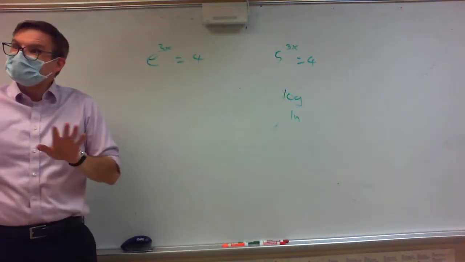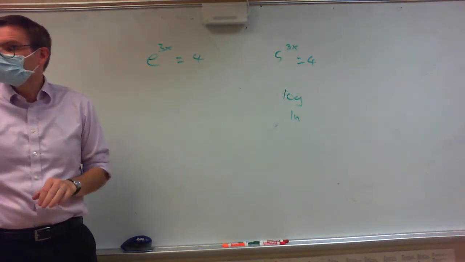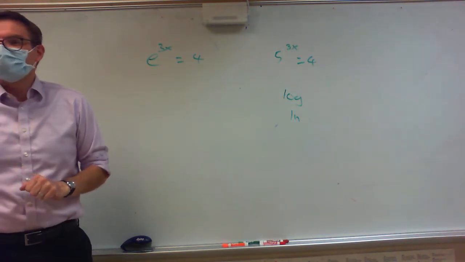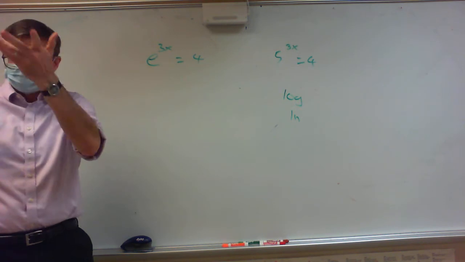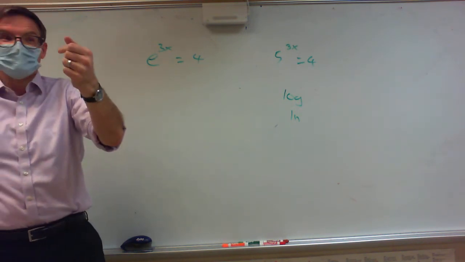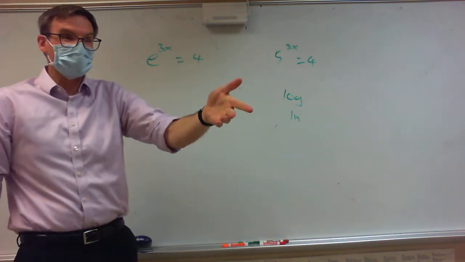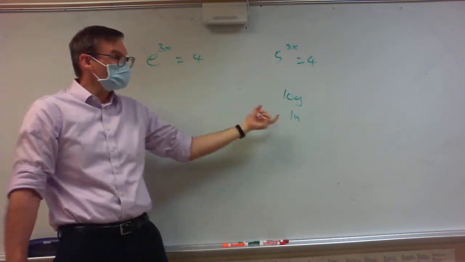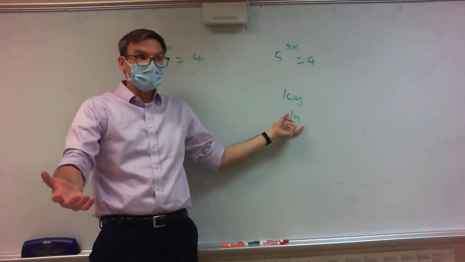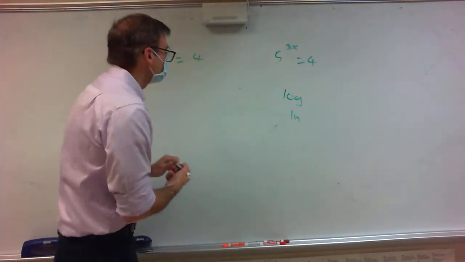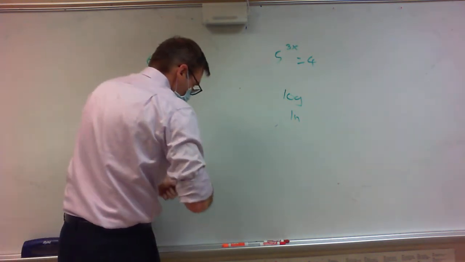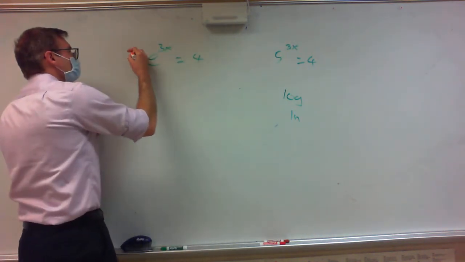So you can use either of those logs. Which one do you think we're going to use here? Natural log, right? Does it make sense that we're going to use natural log? Because if we've got e, we should probably use the logarithm that uses e, right? So what I'm going to do is take natural log of both sides.